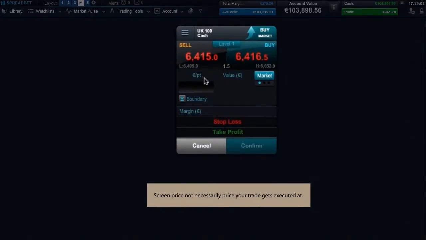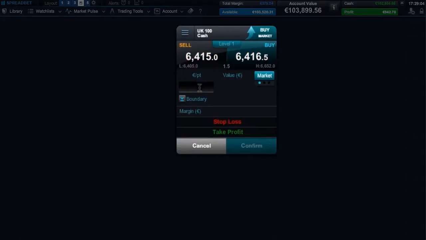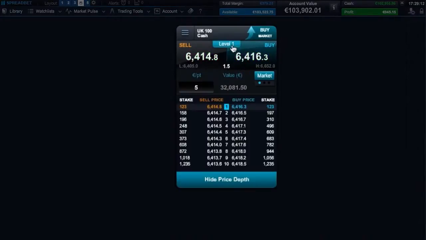First of all, you need to enter your stake. Then hit return. The amount of money required for margin is displayed here. The price depth ladder is for clients who want to place larger than normal trade sizes. These are trade sizes that are larger than those available at the first level. This is covered in more detail in a separate video.